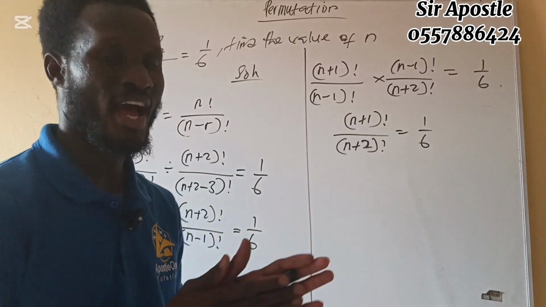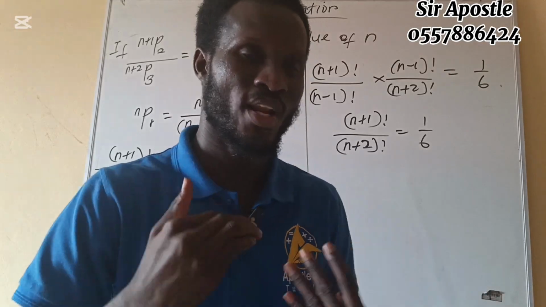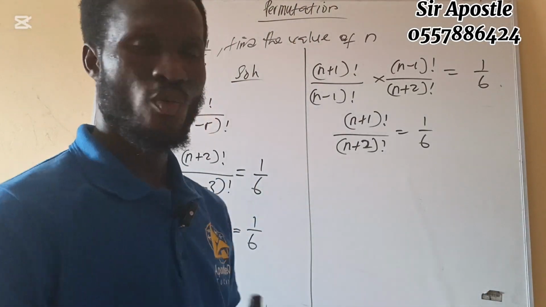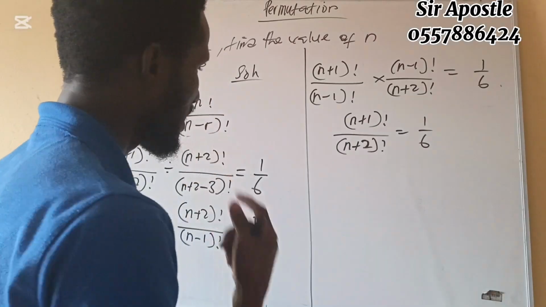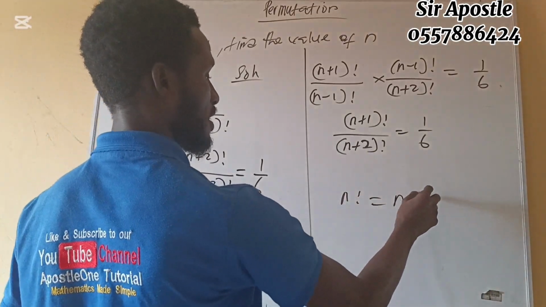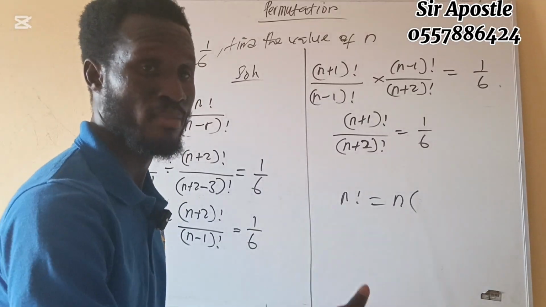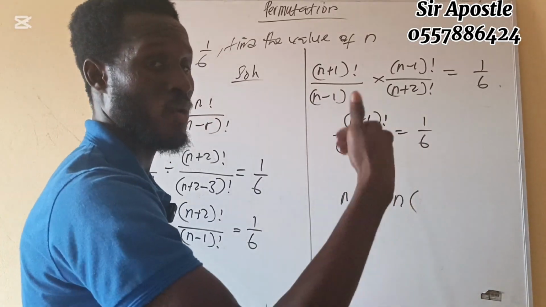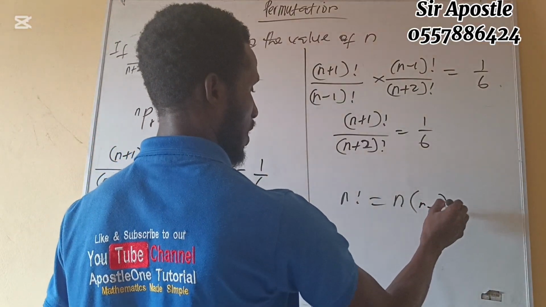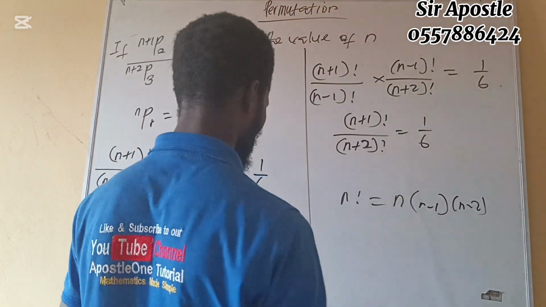Now, at this point, I need to expand the factorial so that the denominator and the numerator will cancel. Now, which one am I supposed to expand? How do we expand the factorial? We said the factorial is the same as the n, then you reduce it by 1, another 1, another 1, up to the last but 1. So here will be n minus 1, then n minus 2 in that order.